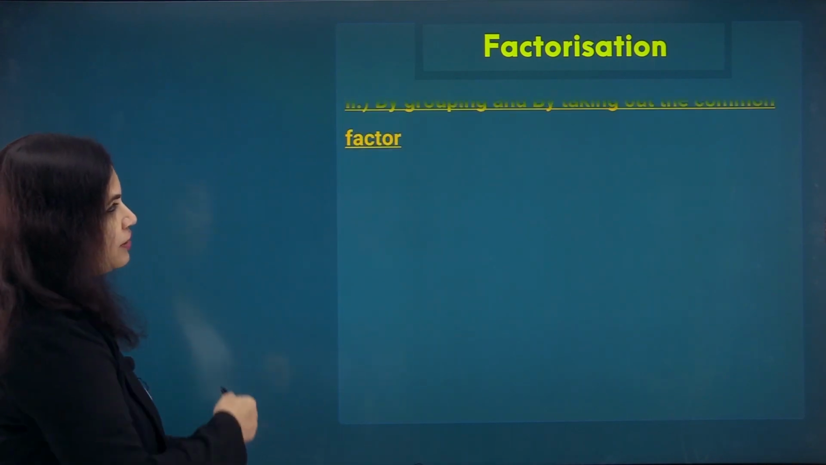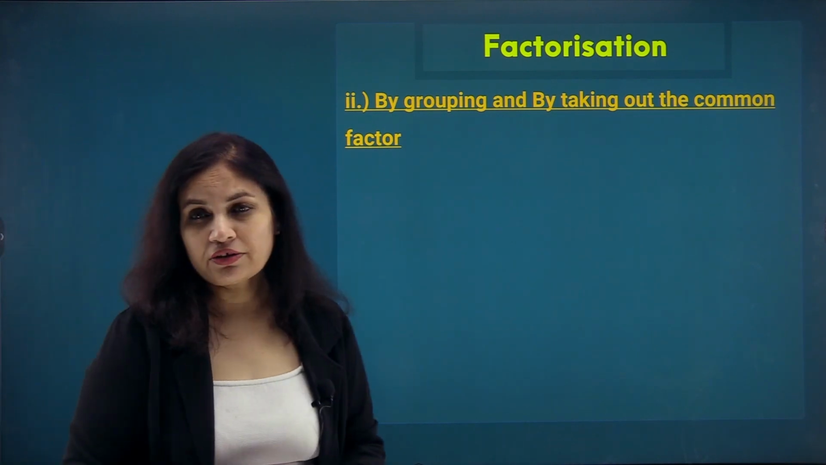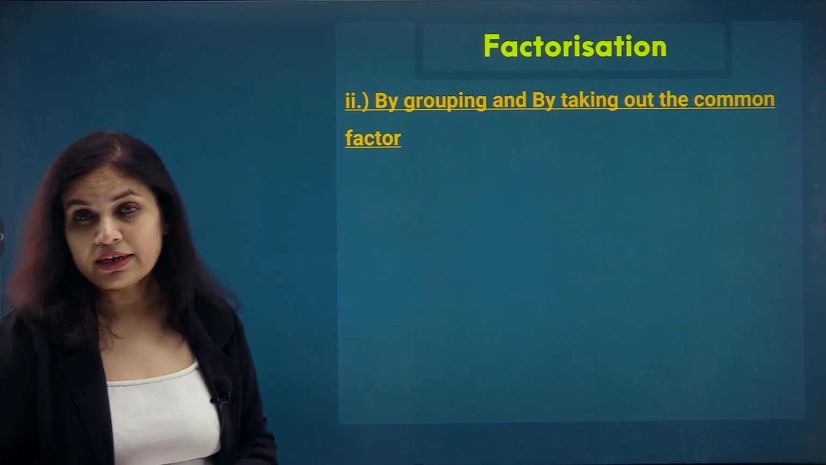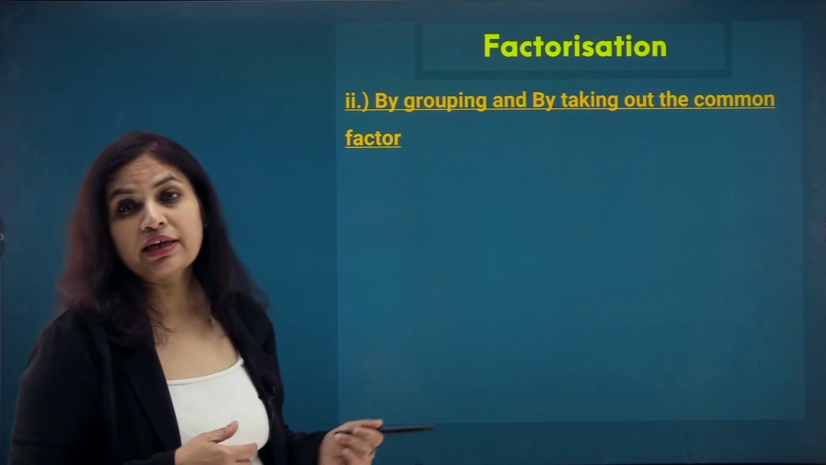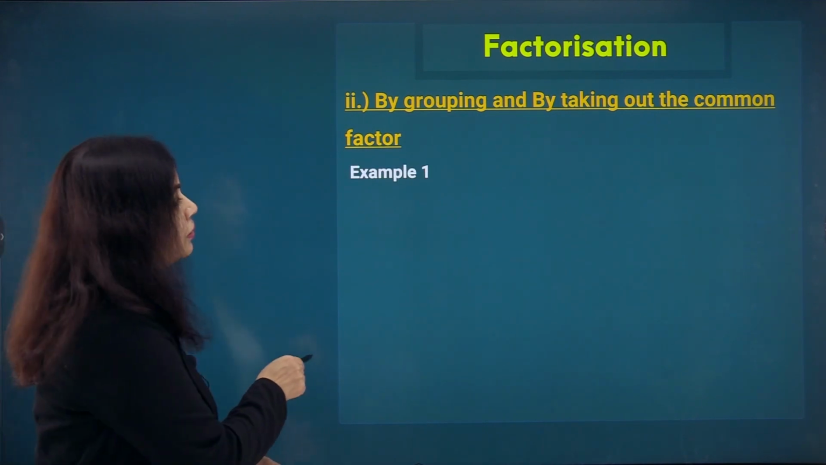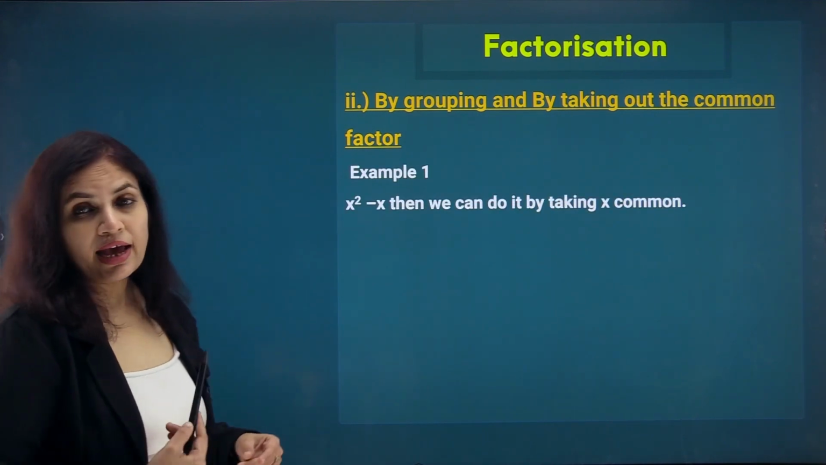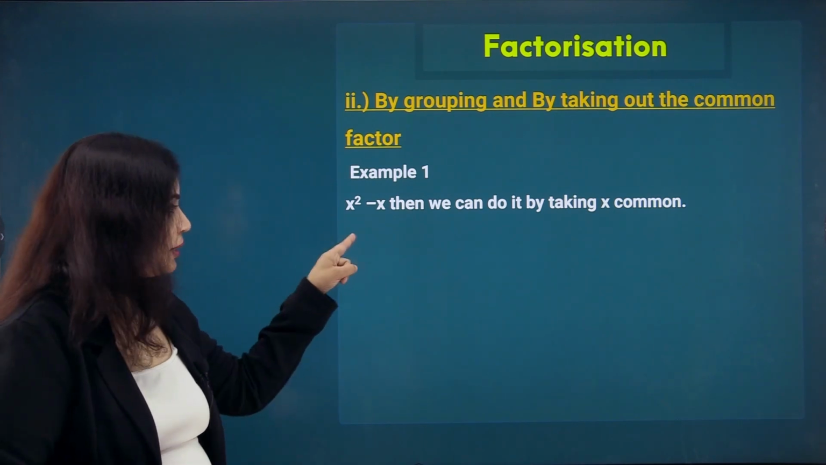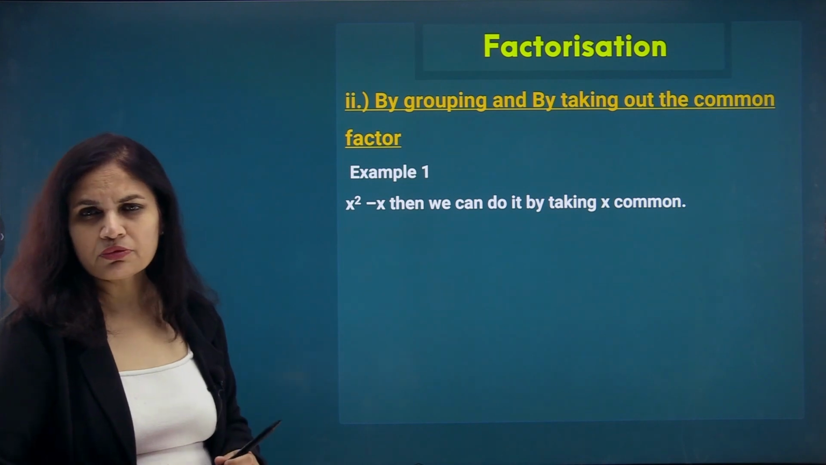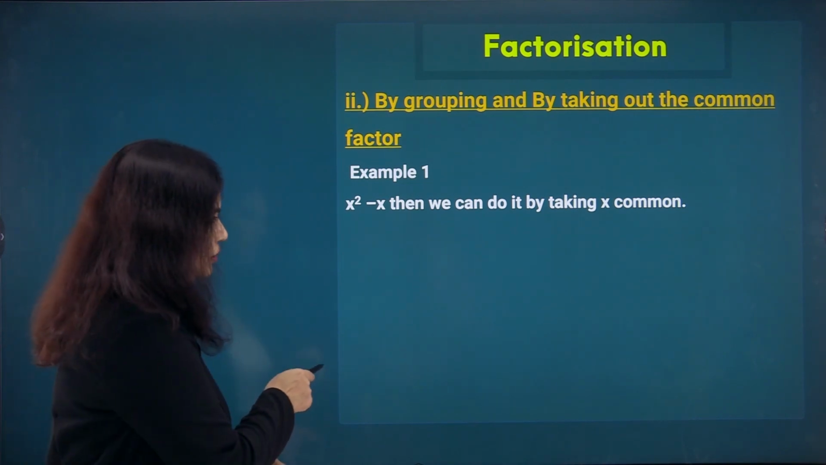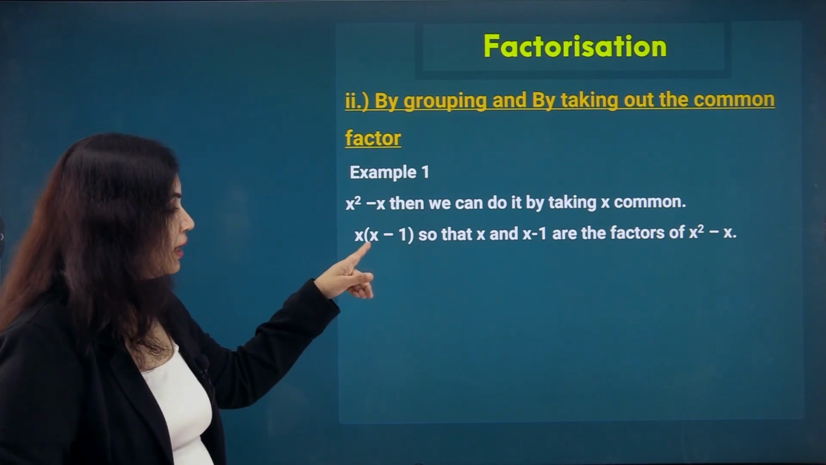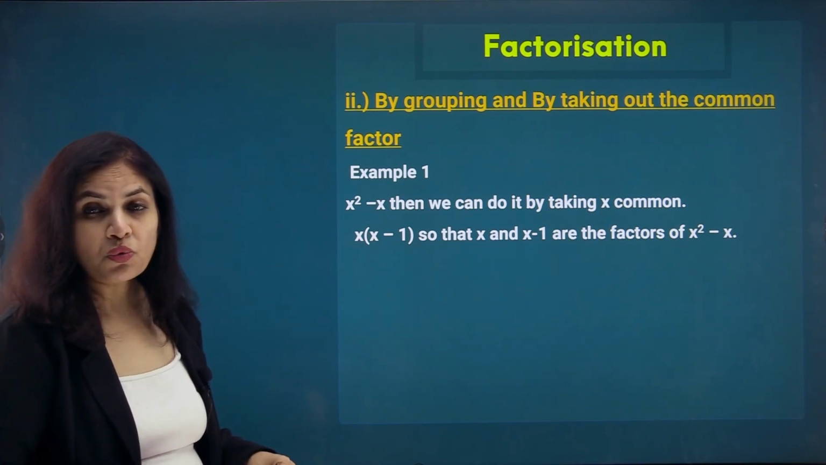Now moving to factorization further. How to factorize by grouping and by taking out the common factor. This is applied in the case of a binomial and in the case of a quadrinomial mostly. Example 1, if I have a polynomial which is a binomial x square minus x, then we can see that in both the terms we have x as a common factor. So taking that x as a common factor, the other factor would be x minus 1.